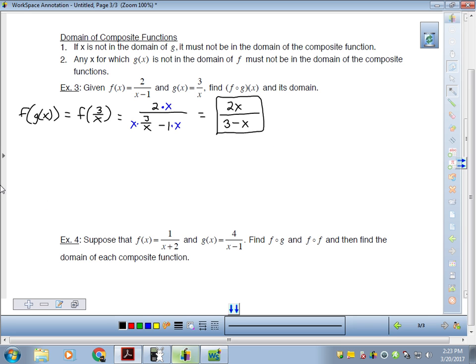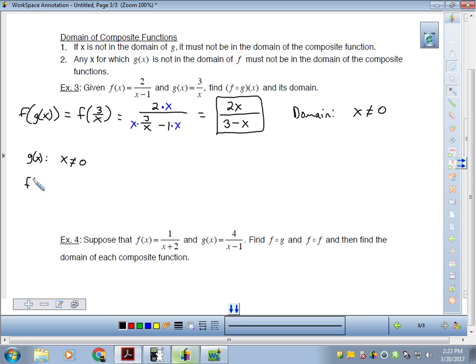Alright, so first thing, this is our function. Now we want to find its domain. The first thing you want to do is figure out your restrictions for g of x. So what number can I not plug into g of x? Well, I can't plug in 0 because I can't divide by 0. So x cannot equal 0. So over here, when we do our domain, that is also a restriction. Okay? X cannot equal 0.